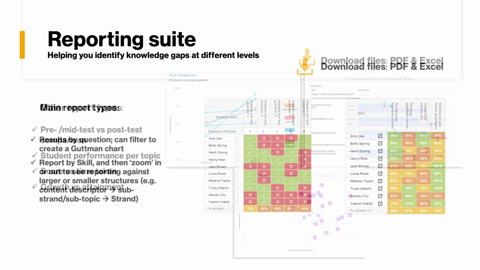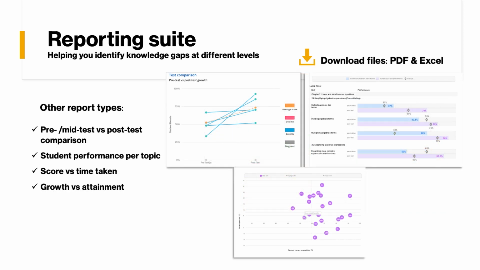There are other report types that are focused on growth, measuring the difference between any test and a post-test, looking at a list of mathematical skills in terms of performance over time. Then the one at the bottom is a way of plotting growth versus attainment so that it falls into a natural set of quadrants.